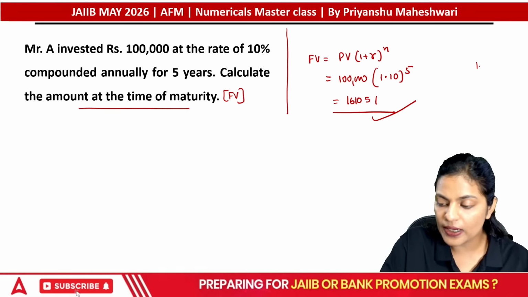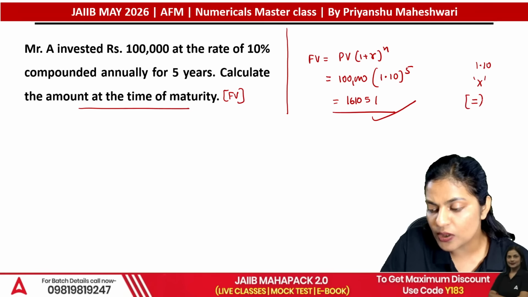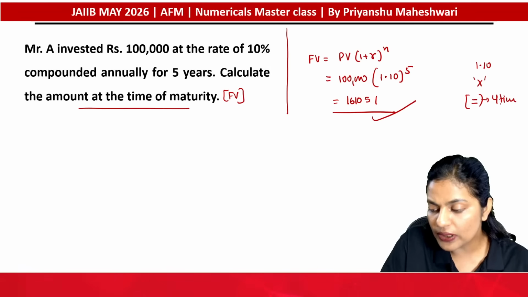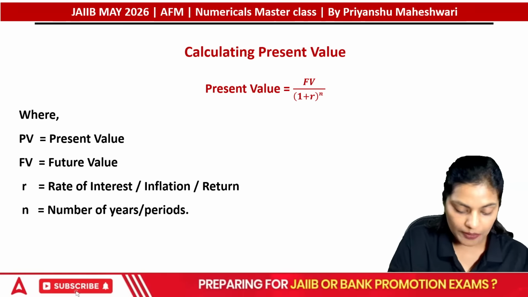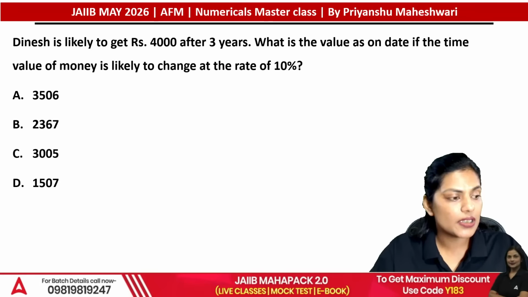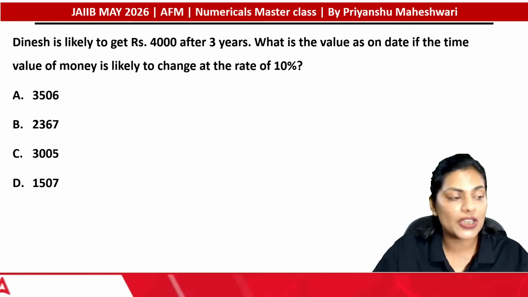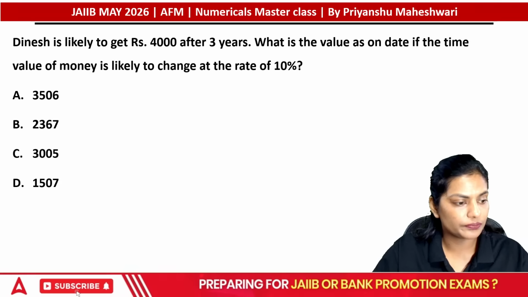Now, you write 1.10 in your calculator, press the multiplication button and then equals, and you will press it 4 times. Then, Dinesh is likely to get 4,000 after 3 years. What is the value as on date if the time value of money is likely to change at the rate of 11%?